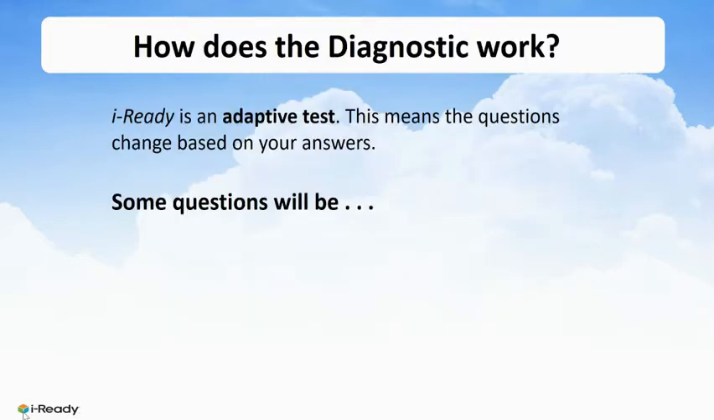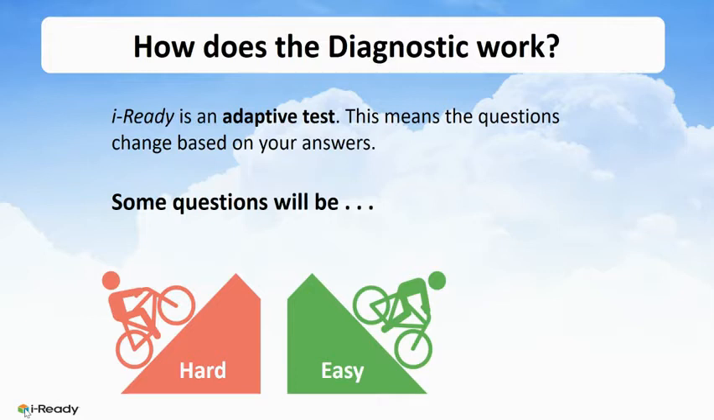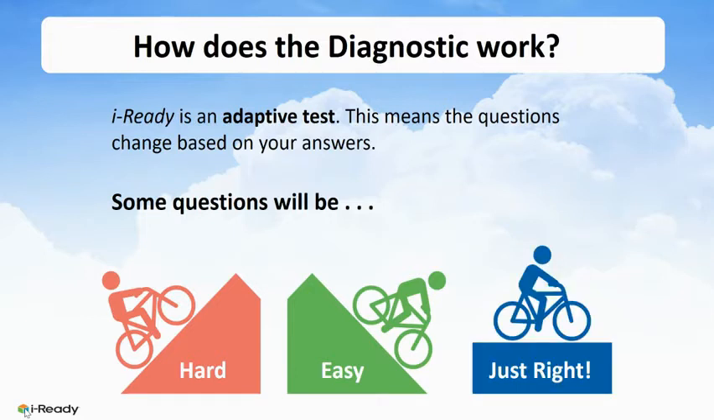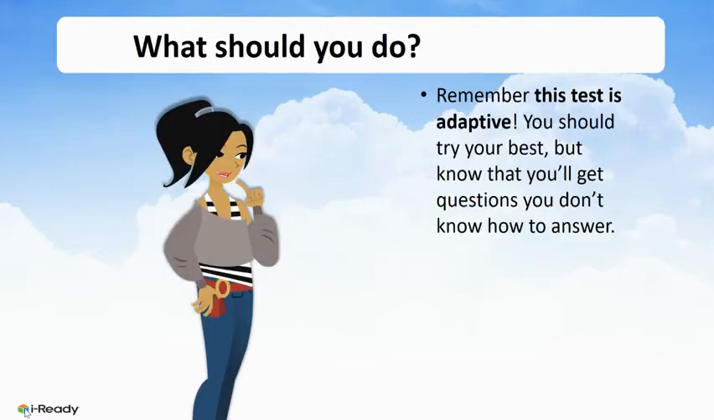iReady is an adaptive test. That means depending on how you answer one question, it will depend which question they give you next. So some questions are going to be hard, and some questions are going to be easy, and some questions are going to be just right. In the spring, you were learning from home. So this is a really good opportunity for me to see what you learned about math from home and exactly where you are coming into fourth grade math.